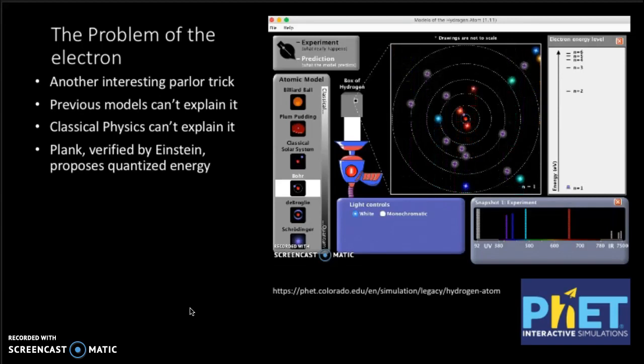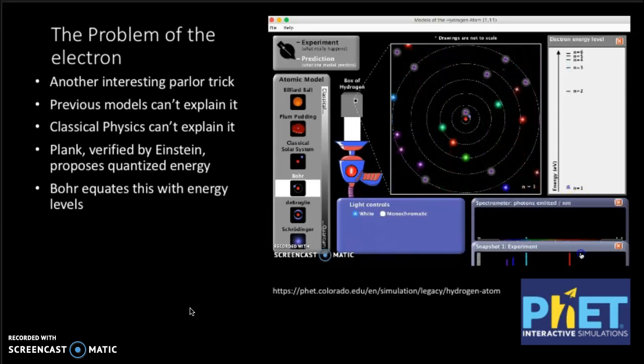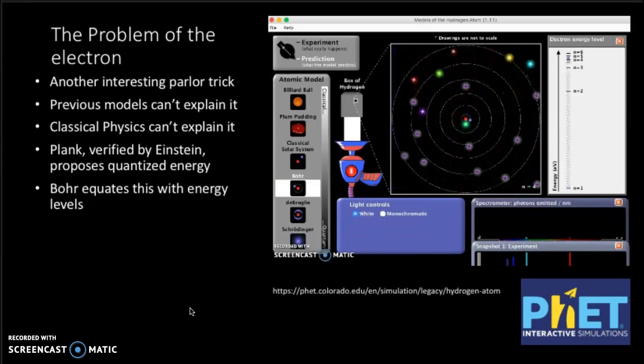So Niels Bohr decided he wanted to take this idea and run with it. In this simulation, what you see here is what Bohr came up with. We have energy levels. And he said, okay, if I have an electron, it sits on an energy level and it gets hit with a very specific quanta or photon of light, well, that electron can move and it can go from one energy level only up to another energy level. So if you speed up the diagram, you can see the electron jumping around.